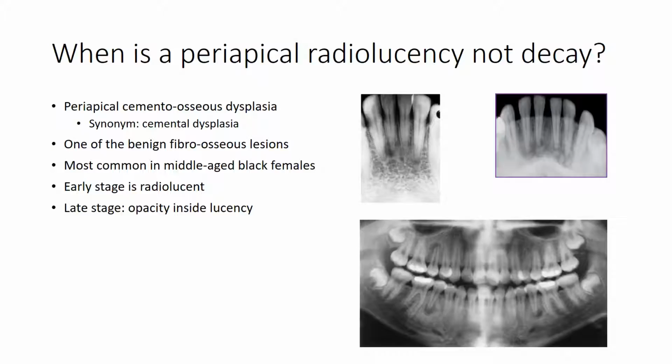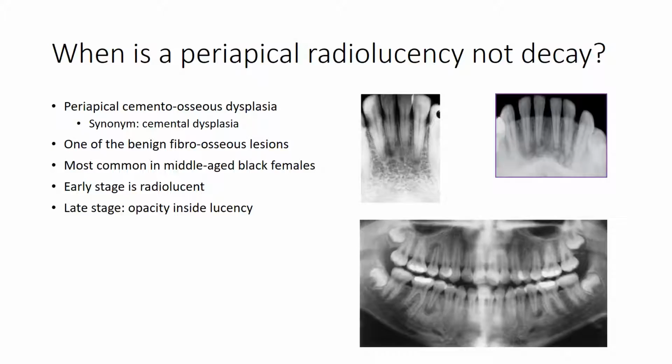radiolucencies around the periapical regions, which in the early stage are radiolucent on X-ray, and in the late stages fill in with central opacity or central sclerosis. This clinically can be distinguished from decay in that the teeth will be vital, they will not be necrotic, and so clinically it really shouldn't be confused with decay, but radiographically it can be.